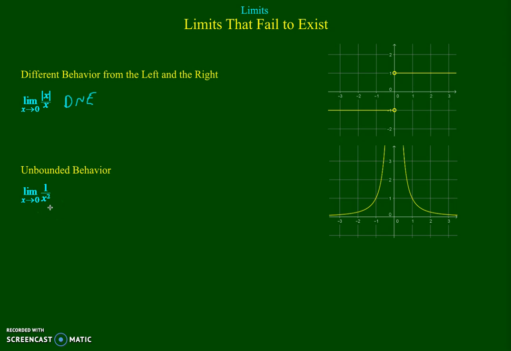And you will sometimes see certain authors that will say something like this, equals infinity. Because from the left this function is approaching positive infinity, and from the right it's approaching positive infinity, they would say that the limit equals infinity. Make sure you understand this is not saying that the limit exists. This is actually telling you why the limit doesn't exist. This is telling you that the function has unbounded behavior.